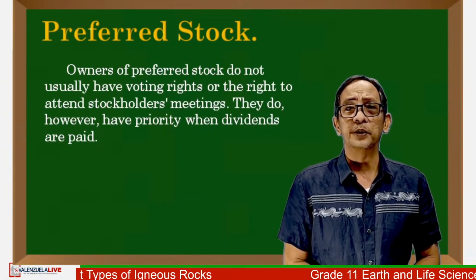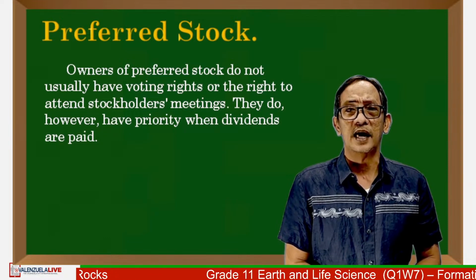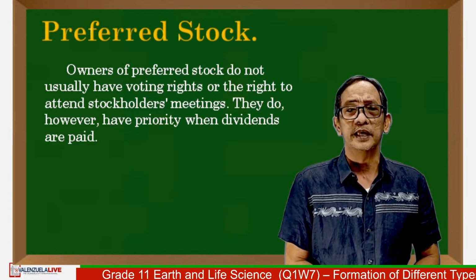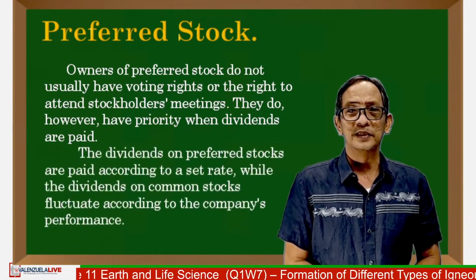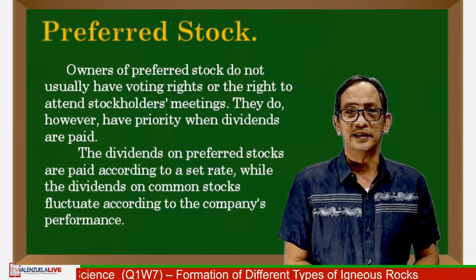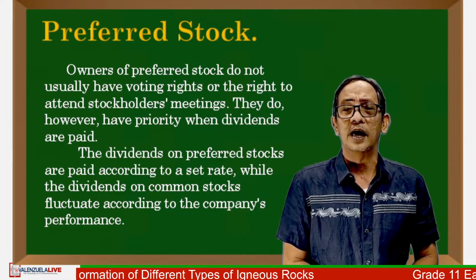While owners of preferred stock do not usually have voting rights or the right to attend stockholders meetings, they do, however, have priority when dividends are paid. The dividends on preferred stocks are paid according to a set rate, while the dividends on common stocks fluctuate according to the company's performance.